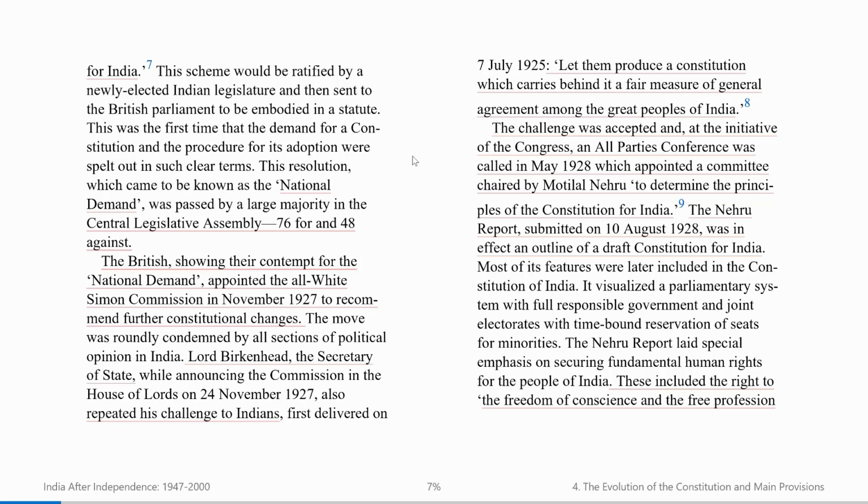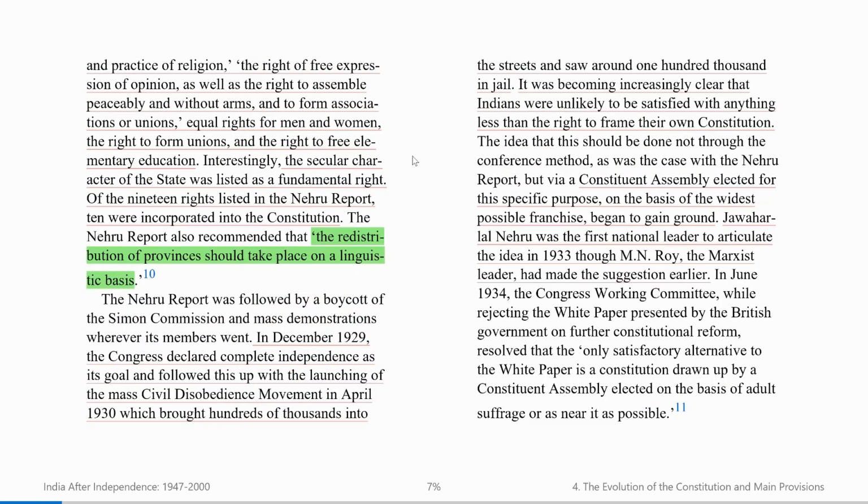Basically he made something known as the Nehru Report, very famous, and the Nehru Report had the right to freedom of conscience, freedom of profession, practice of religion, freedom of speech or opinion, to assemble peacefully without arms, right to form association or unions, equal rights for men and women, and elementary education. It was very interesting that it had the right to free elementary education, something which we implemented as Article 21A, which is the 86th Amendment.